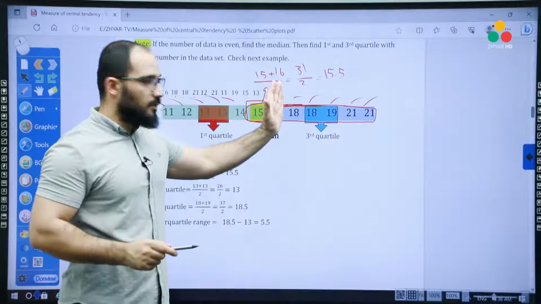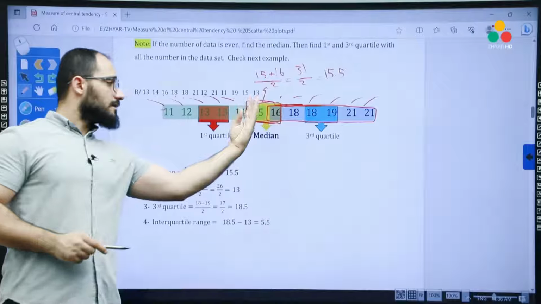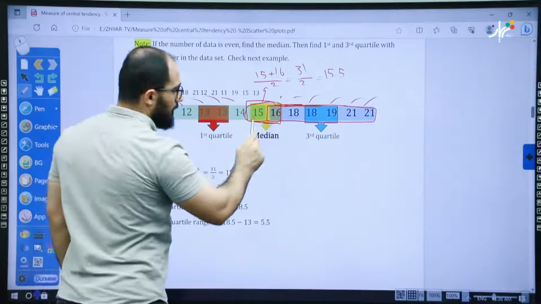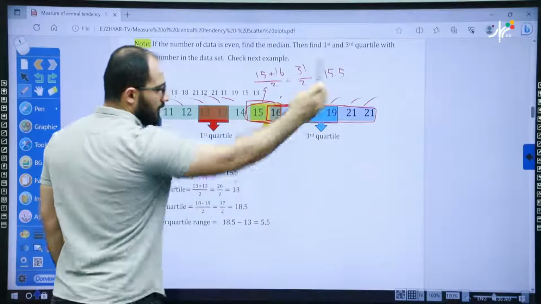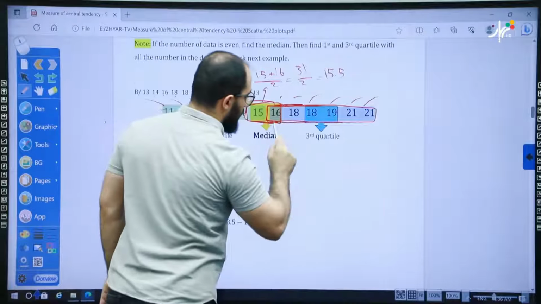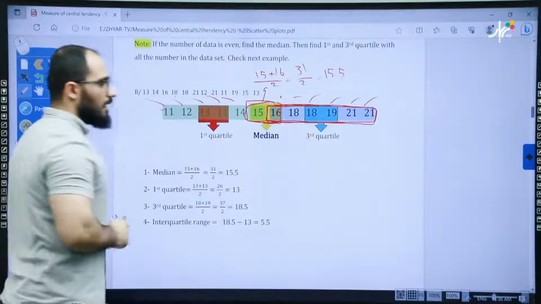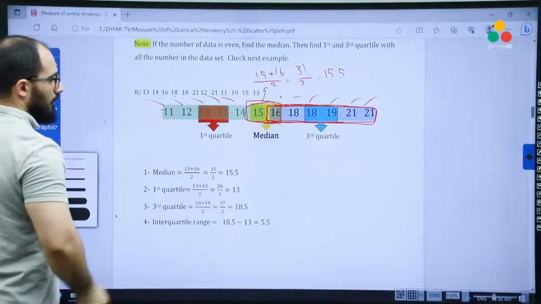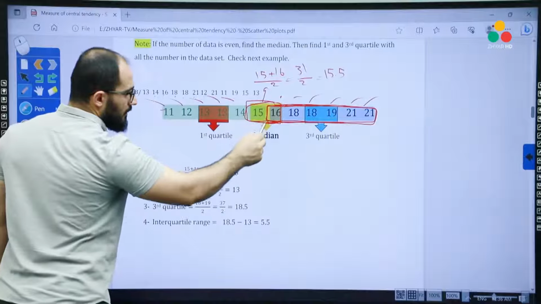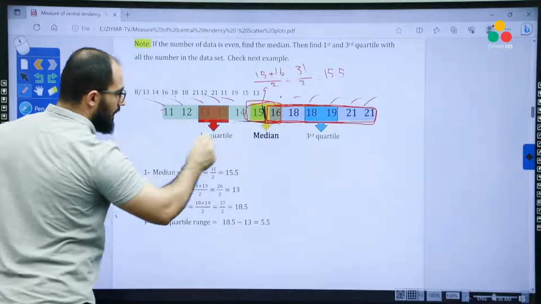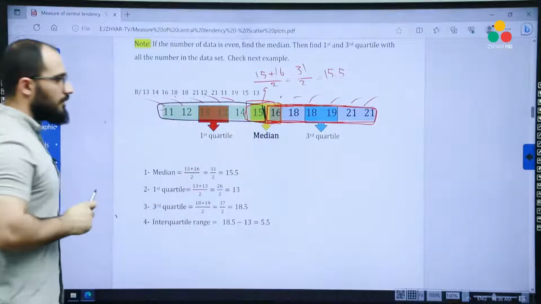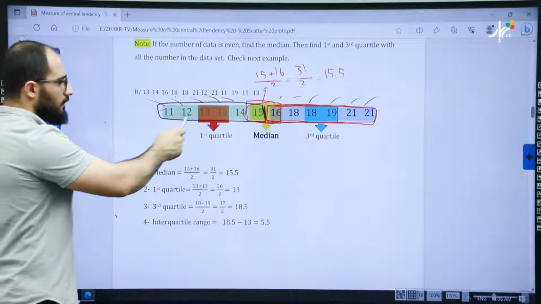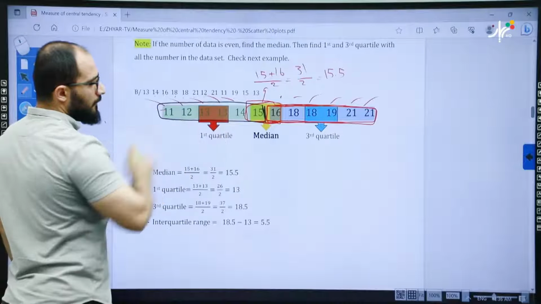This one's going to be the upper half, and the other side is going to be the lower half. It's not correct because you have even data. Then 15 and 16: 16 goes with the upper side, or let's say the right side. This is the upper half. And also for the lower half, from 15 and the rest of the numbers, this is going to be the lower half. Okay, so right now we have 11, 12, 13, 13, 14, and 15.